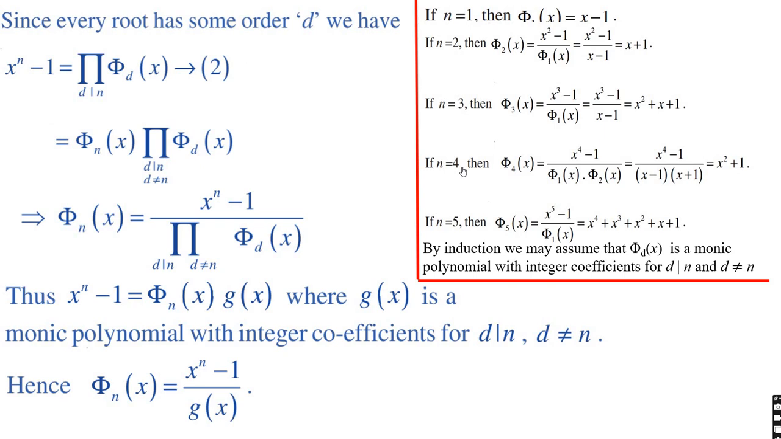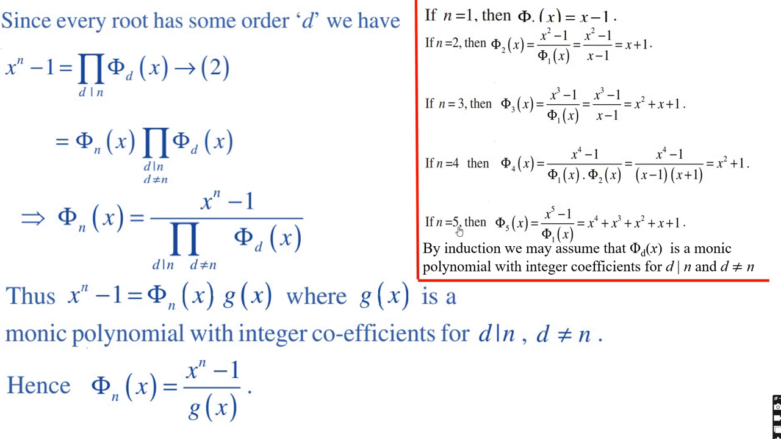Now when n equals 4, the divisors of this are 1 and 2. 2 is not equal to 4, so in the denominator we should have the product with phi 1 of x and phi 2 of x. And the numerator that we have, by replacing n by 4, is this. And this phi 1 of x we have already computed, phi 2 of x also we have got, and therefore this gives us x square plus 1.